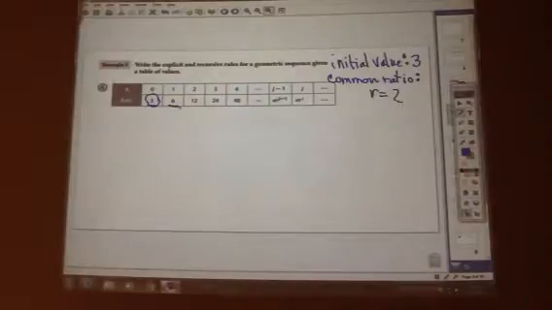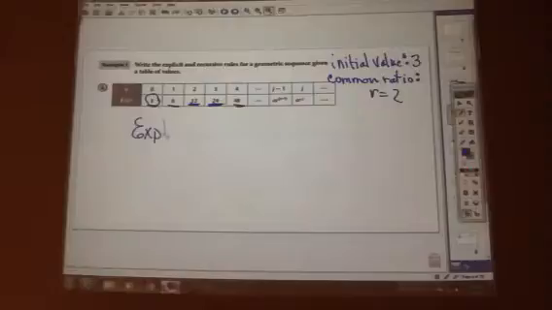You don't have to pick the 6 and the 3. You can say, what's 24 divided by 12? 2. Or 48 divided by 24? 2. And they all should be 2. Okay, so those are 2 of your answers. Initial value and common ratio.